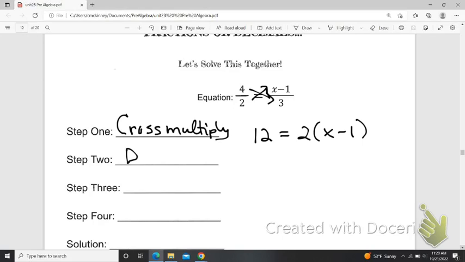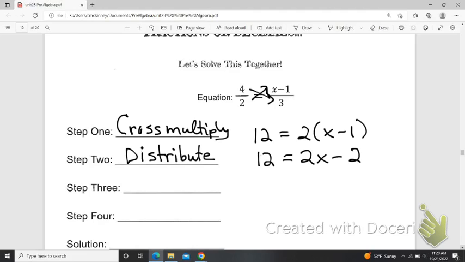Step 2, I'm going to distribute. And some of you will become confident enough that you will distribute as you write down your cross products. But for now, I showed that on a separate step. So 12 is still 12. 2 times x, 2x, 2 times negative 1 is negative 2. And then from here, we just have a nice two-step equation.